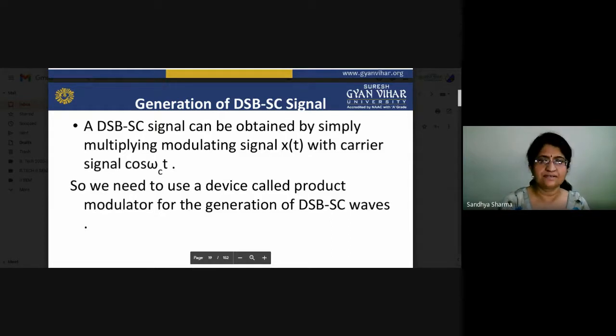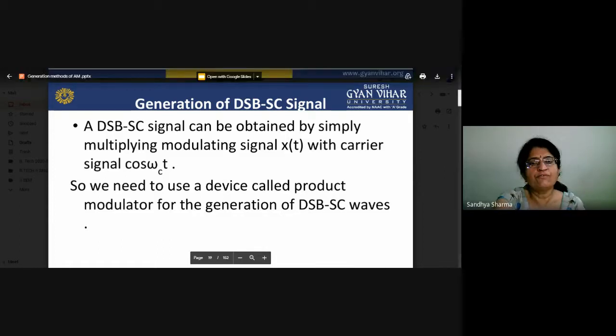Now we will see the generation of DSB SC. SC stands for suppressed carrier, which means in this type of method you transmit only the sidebands and the carrier signal is removed from the content of the information. So a DSB SC signal can be obtained. It is generally a multiplication of both signals.